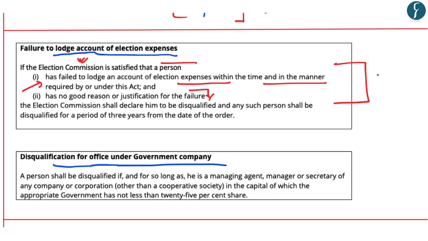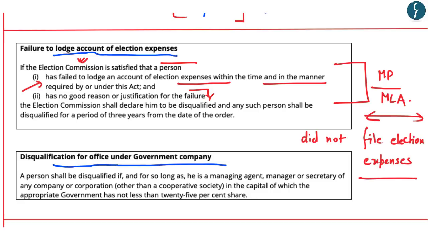So basically, if a candidate who has been elected as MP or MLA did not file his election expenses, then that amounts to a ground of disqualification. It says that the Election Commission shall declare him to be disqualified, and any such person shall be disqualified for a period of 3 years from the date of that particular order.